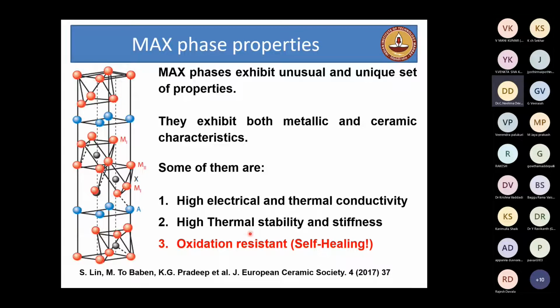Some of the unique combination of properties are high electrical conductivity and thermal conductivity, high thermal stability and stiffness, and high oxidation resistance. So in the example that I am going to show now, we are going to talk about oxidation resistance of these MAX phase coatings, which is therefore called a self-healing property.